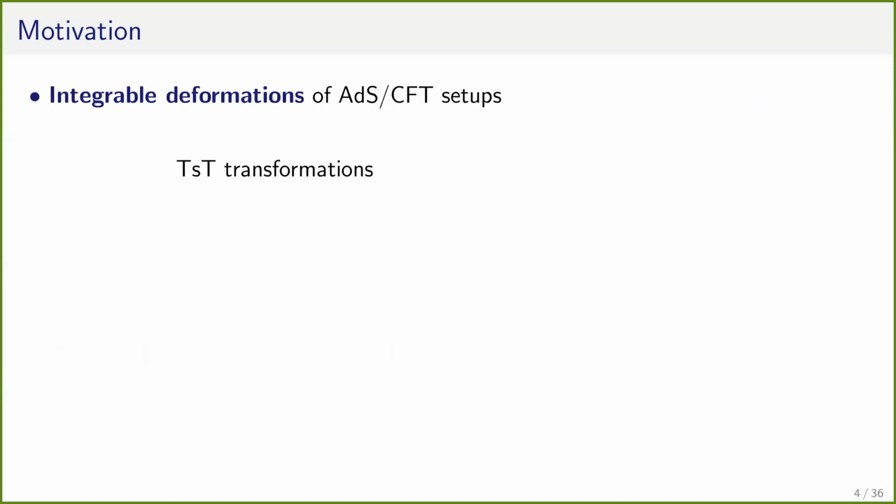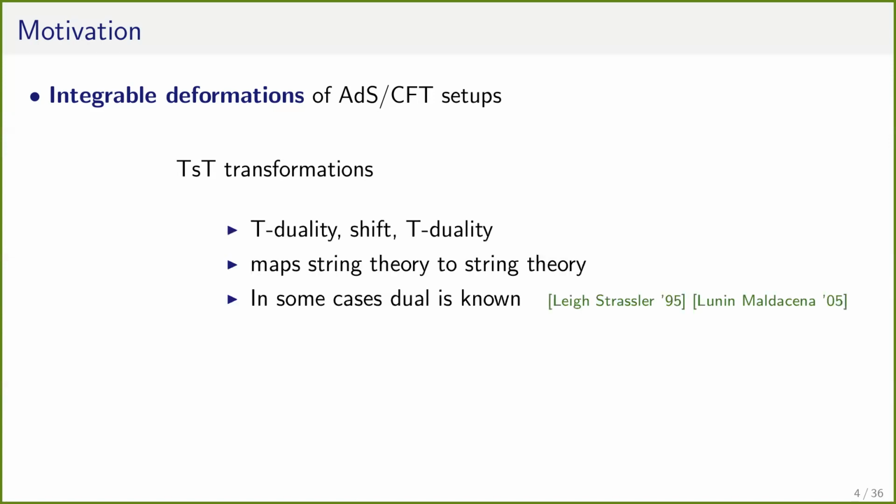Depending exactly on your research, you might have already come across integrable deformations, just not put the name on them. For instance, one type of integrable deformation is TsT transformations. You can apply this whenever you have two isometries. You do a combination of T-duality in one isometry, then you shift one isometry with the other isometry, and then you T-dualize back. This type of transformation will map you from a given string theory to another string theory.